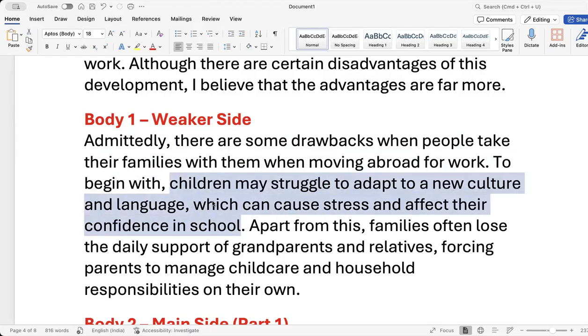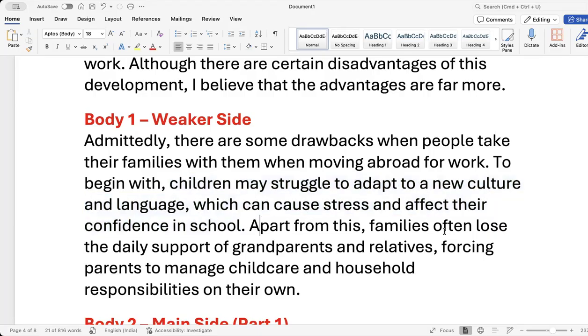For example, in this case, my first point was: children may struggle to adapt to a new culture and language, which can cause stress and affect their confidence in school. So I'm saying the students might have problems in their academics because they might have problems with the new culture and language. For example, if I went abroad when I was very young with my family, and I didn't know English that well then, I might have had problems in school. I would not have understood my teachers, so my confidence would have been impacted. Also, the culture might have been different. Other people might be doing different things, enjoying different sports, so I would not have been able to connect with them. So, like that.